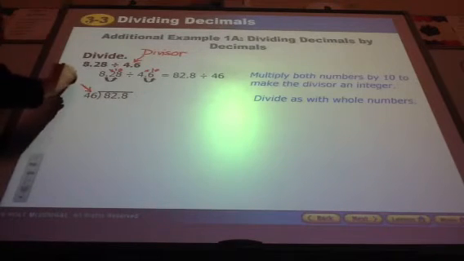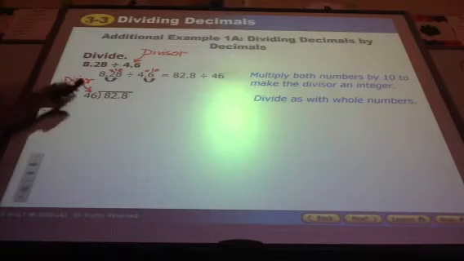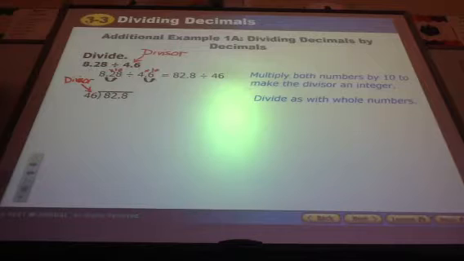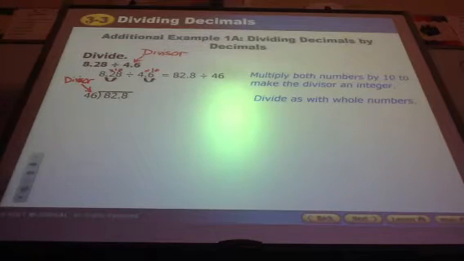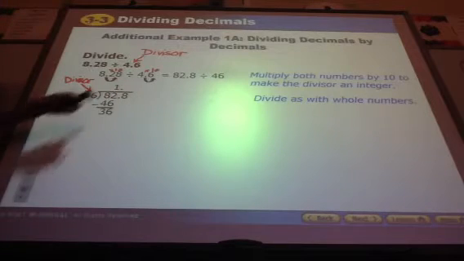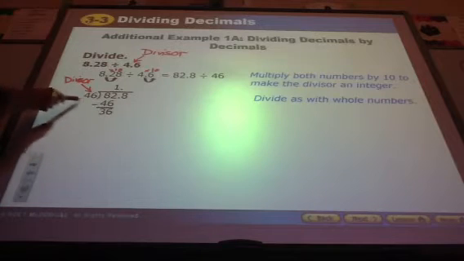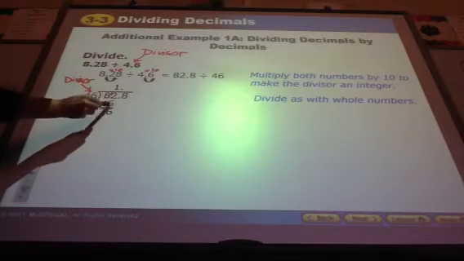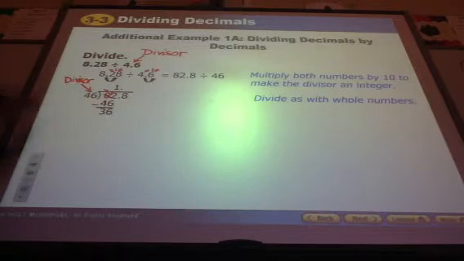And now notice the divisor, D-I-V-I-S-O-R, I can't spell that right, has no decimals in it. So now, when we go to divide, it's going to be a whole lot easier. So I'm going to say 46 goes into 82 once, so 46 times 1 is 46, and then I subtract, and that's going to be 12 minus, and I have to borrow, so 12 minus 6 is 6, 7 minus 4 is 3.